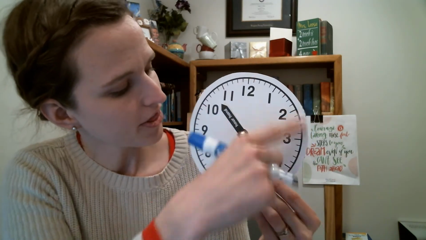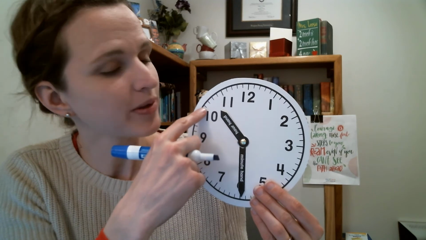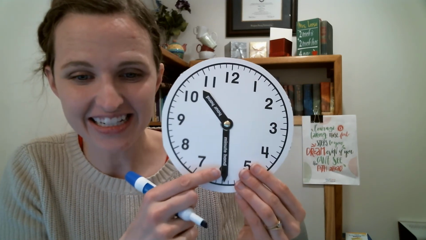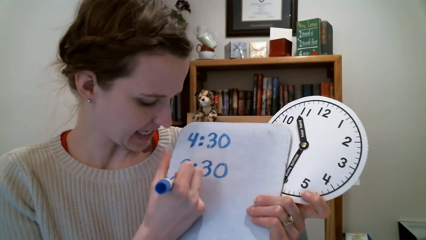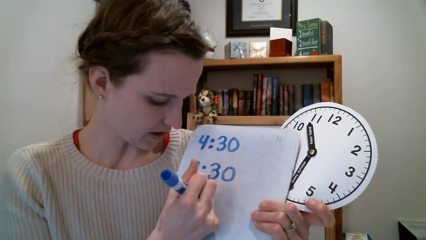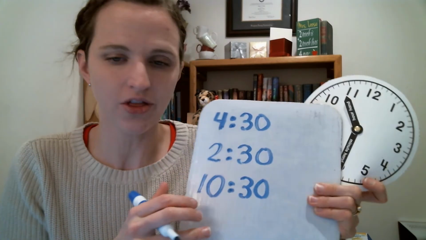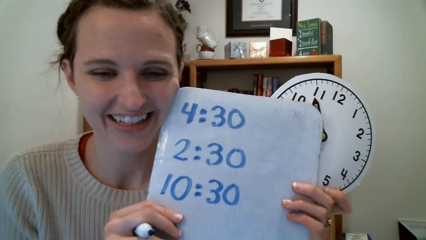I'm going to show you one more. 10:30. I'm halfway between the 10 and the 11, and the line is straight down to mean 30 minutes or halfway. So it's 10:30. If I write that on the board, what would it look like? It would look like a 10 followed by 30 for 30. 10:30.